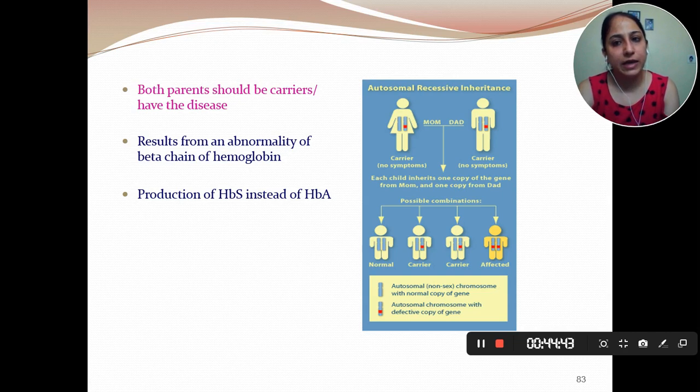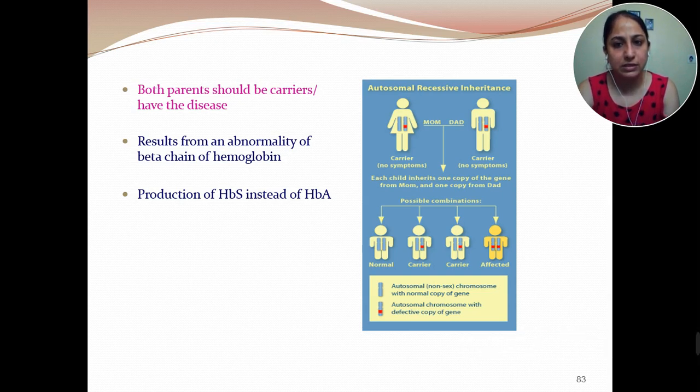Both parents should be carriers or should have the disease. It results from an abnormality of the beta chain of hemoglobin. So there is production of hemoglobin S rather than hemoglobin A, which is present in normal individuals.